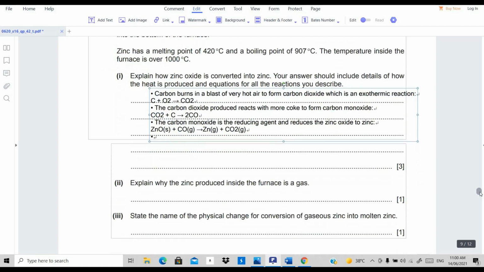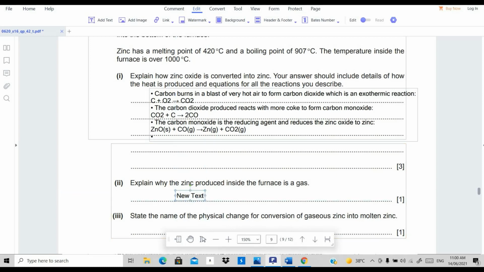Okay, moving on. Explain why zinc produced inside the furnace is a gas. For this part of the question, you might have heard about the heating curve. When the temperature of the furnace in which pure zinc is being produced is above the boiling point of the zinc, what will happen? Zinc will turn into gas. If it's above the melting point, it will turn into a liquid, obviously. But if it's above the boiling point, then it will turn into a gas.